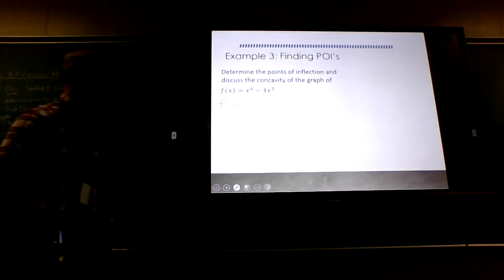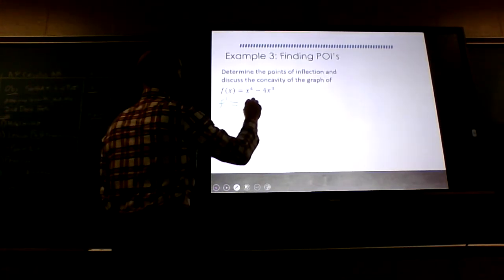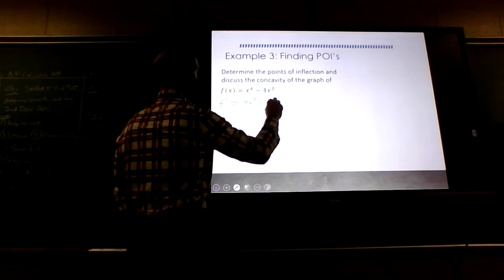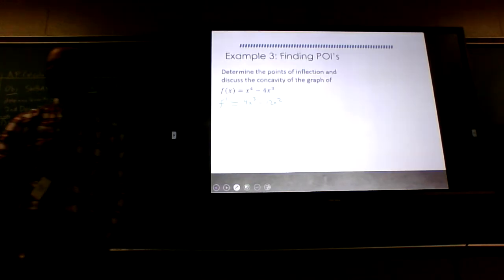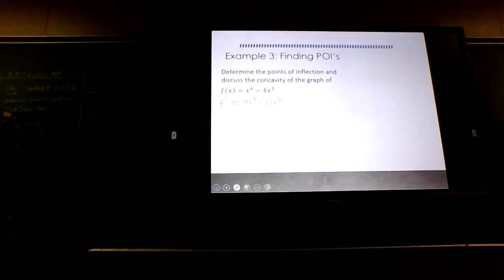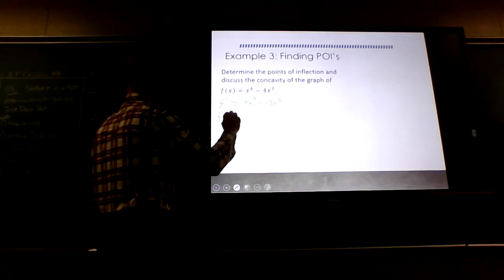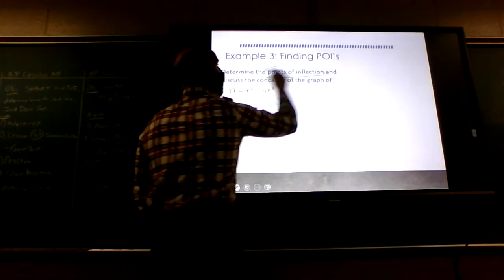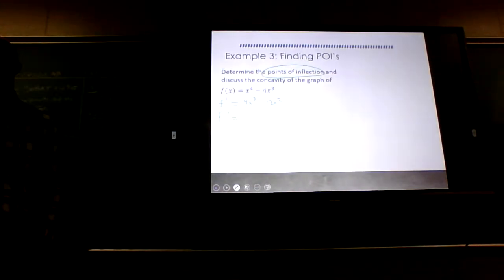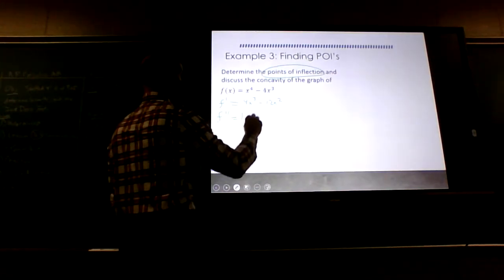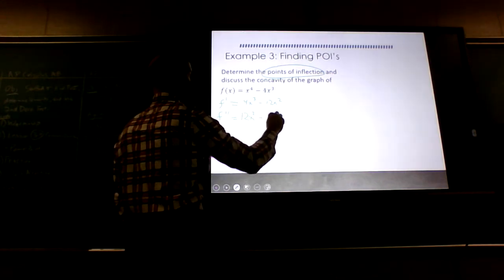All right, let's go ahead and do some derivatives here. What's F prime? 4x to the third power minus 12x. Are you guys getting good at this, the derivatives using the power rule? That's easy, right? Okay, now we're going to go to the second derivative because we're trying to find points of inflection. Second derivative is going to be 12x squared minus 12.